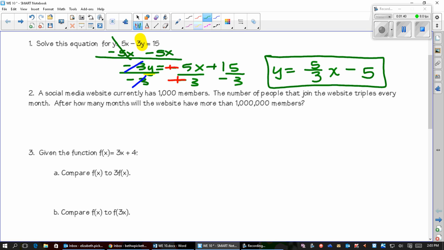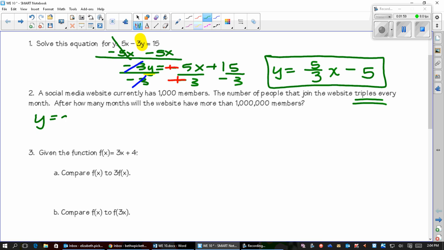All right, number 2, a social media website currently has 1,000 members. The number of people that joins a website triples every month. That's one of those big keywords. Triples tells us that this has to be an exponential equation. After how many months will the website have more than 1 million members?